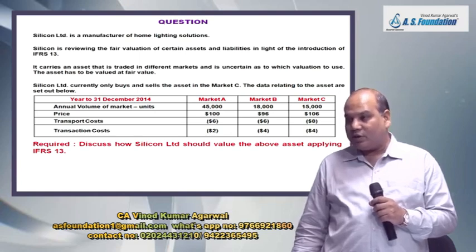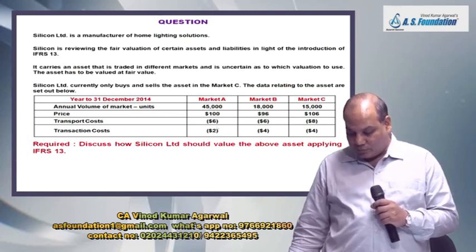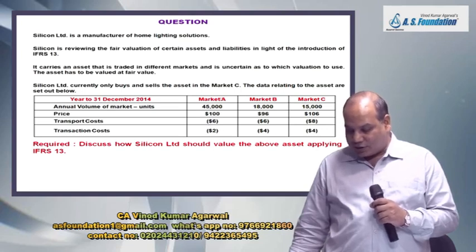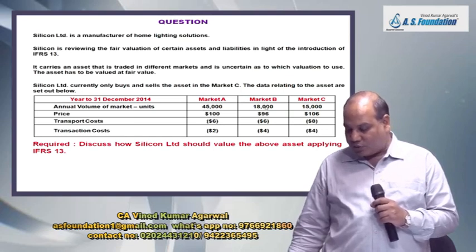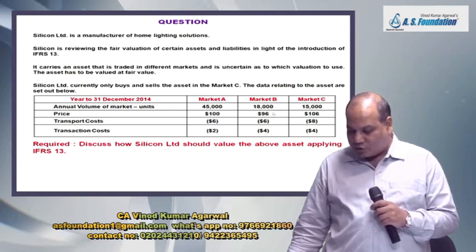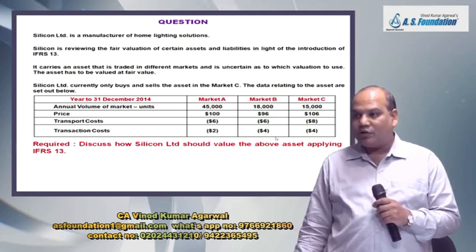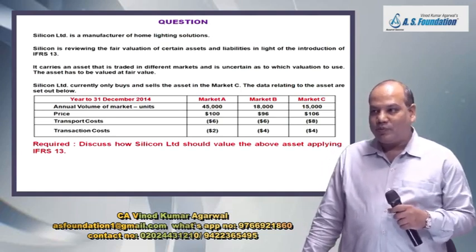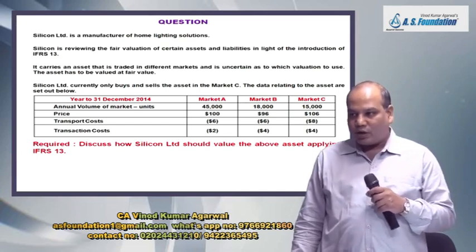Which is the principal market? Principal market is the market with highest volume. So if market A is the principal market and A is accessible, then take market A. Otherwise take the most advantageous market. First we have to find out which is the most advantageous market, and the one which gives higher cash inflow is the most advantageous market. After identifying the most advantageous market, the fair value will be only equal to price minus transportation cost.